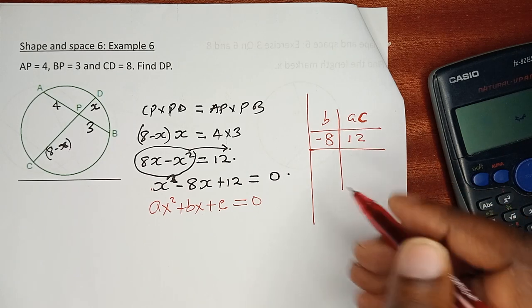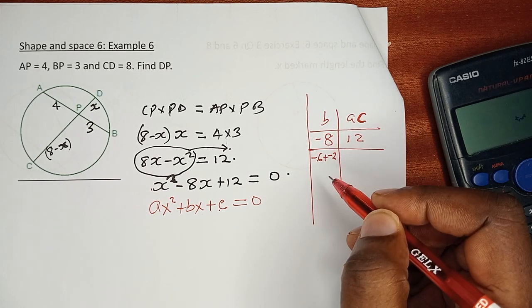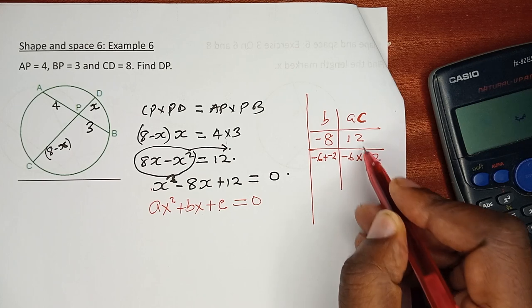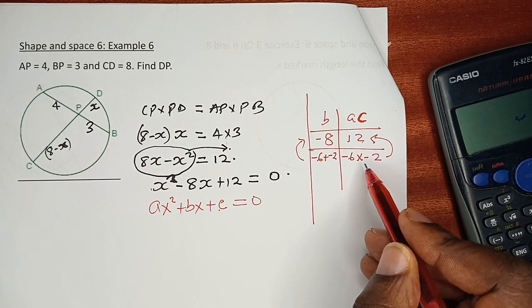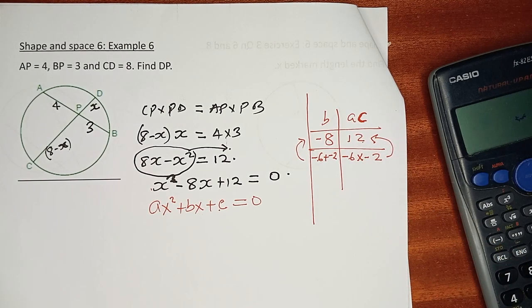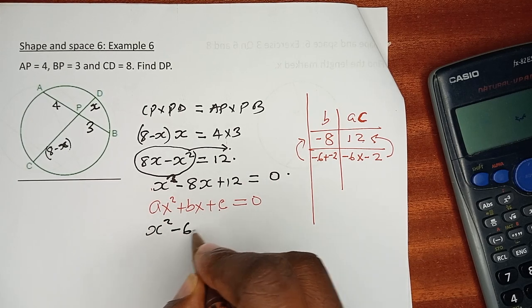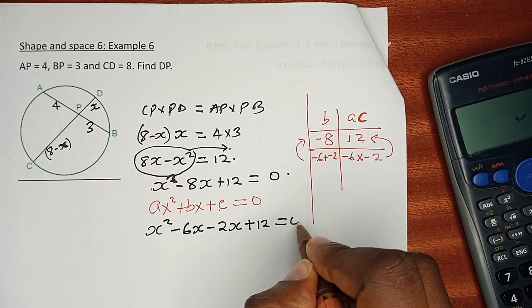And it is very easy. These are negative 6 plus negative 2. They give us negative 8. At the same time, negative 6 times negative 2 gives us positive 12, because a negative times a negative gives us a positive number. What do we do at that point? Having gotten those factors, we replace the middle term, b, and rewrite it as x squared minus 6x minus 2x plus 12 is equal to 0.